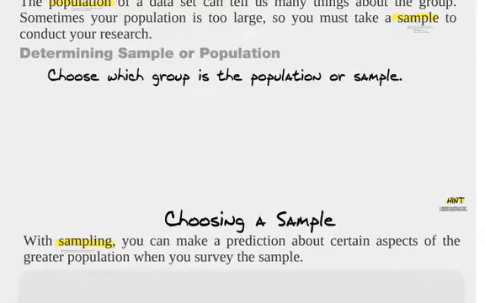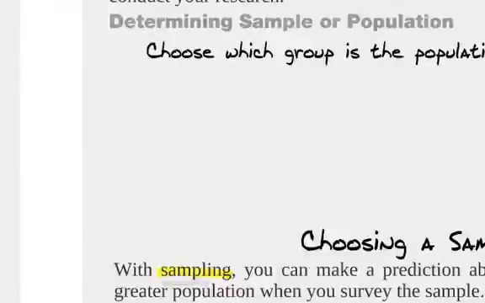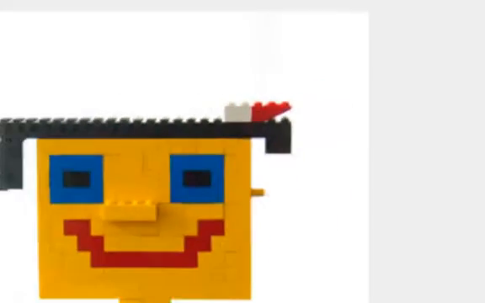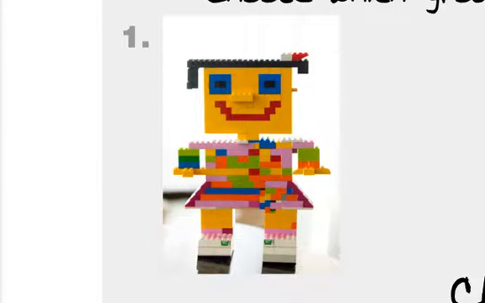So let's do that. You're going to now choose which group is a population or a sample. Is this the population or the sample compared to this? Are these the population or the sample? This would be the population, the total amount of building blocks, whereas this would be the sample. You take just a few blocks together. Let's try it again.